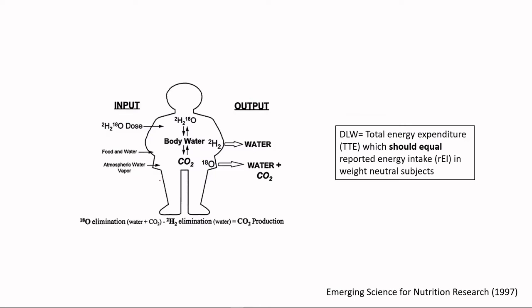Doubly labeled water is the gold standard in determining somebody's total energy output per unit of time. Researchers give subjects water with isotopes of hydrogen and oxygen. They then measure these isotopes in the breath and the urine over a period of time. Using rigorous calculations, they can determine a subject's total energy output over the course of a study period. In weight-neutral subjects, meaning a subject does not gain or lose weight, this should equal the reported energy intake on either a food frequency questionnaire or a 24-hour food recall.